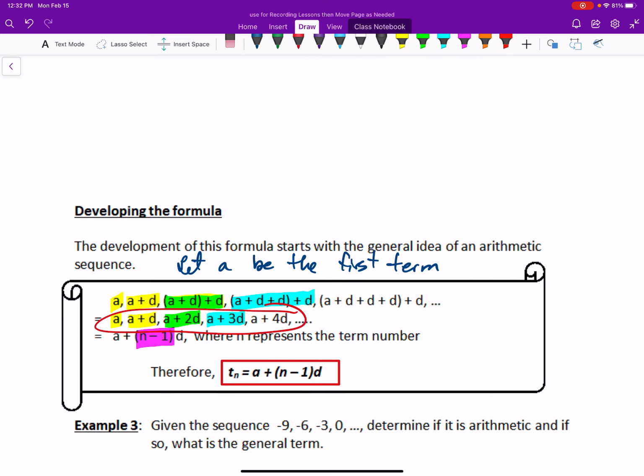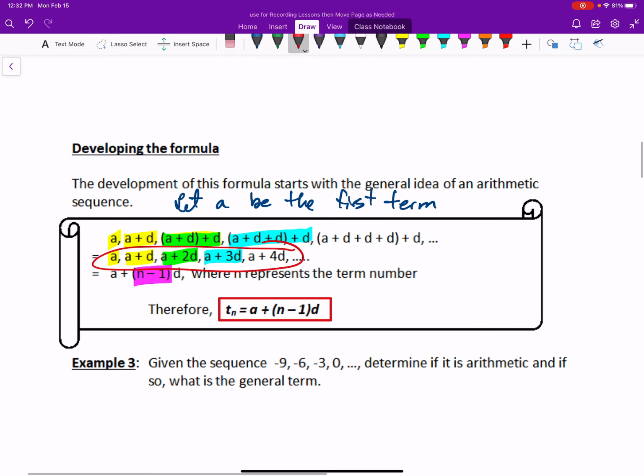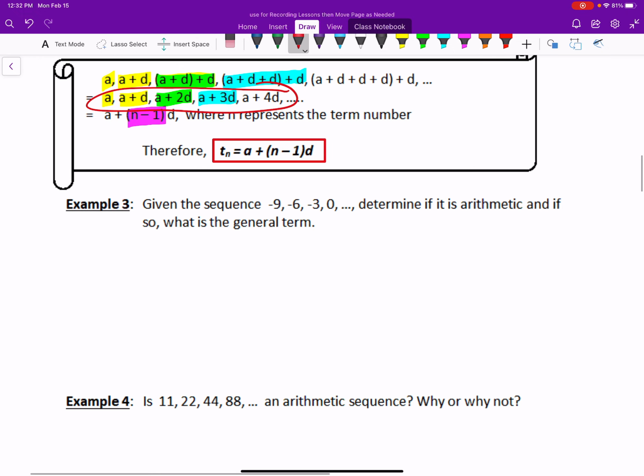T sub n equals A plus n minus 1 times D, where A is the first term, n is the term number, and D is the common difference. So let's work with this formula, see what we can do. Given the sequence -9, -6, -3, 0, determine if it's arithmetic, and if so, what's the general term.